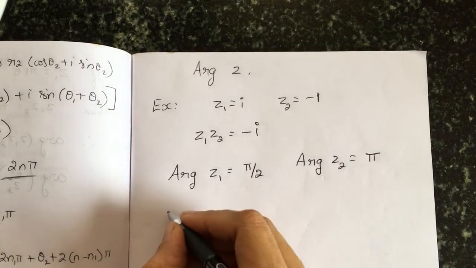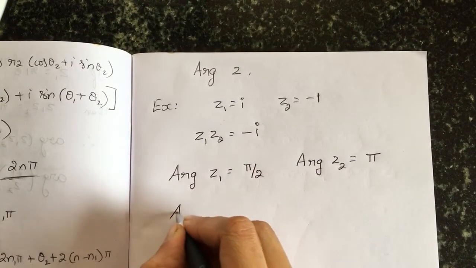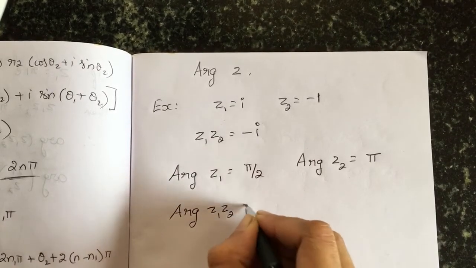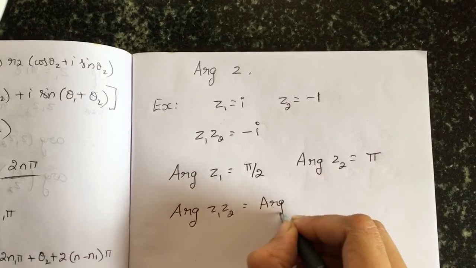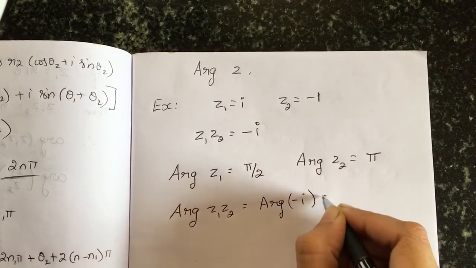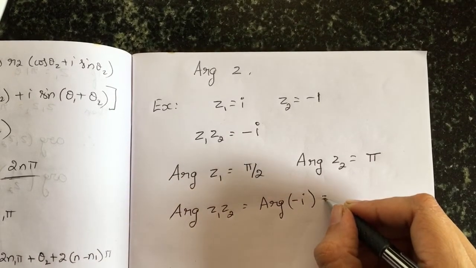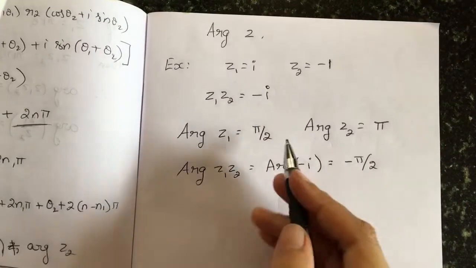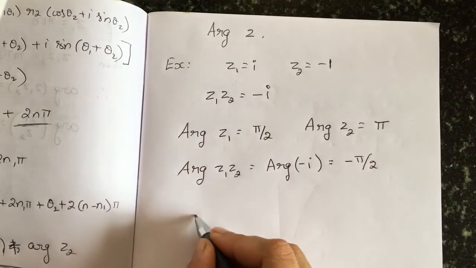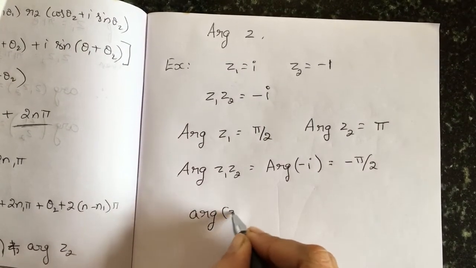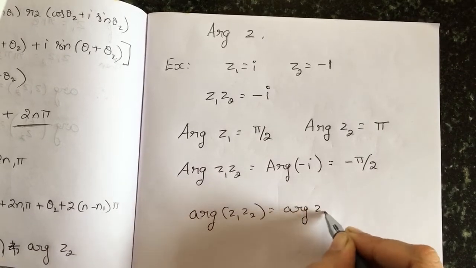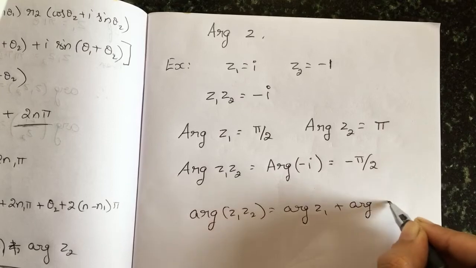Now argument of z1 z2, that's argument of minus i, which is nothing but tan inverse of 0 by minus 1, so it's minus pi by 2. Now you check with this. We know this argument of z1 z2 is nothing but argument of z1 plus argument of z2.